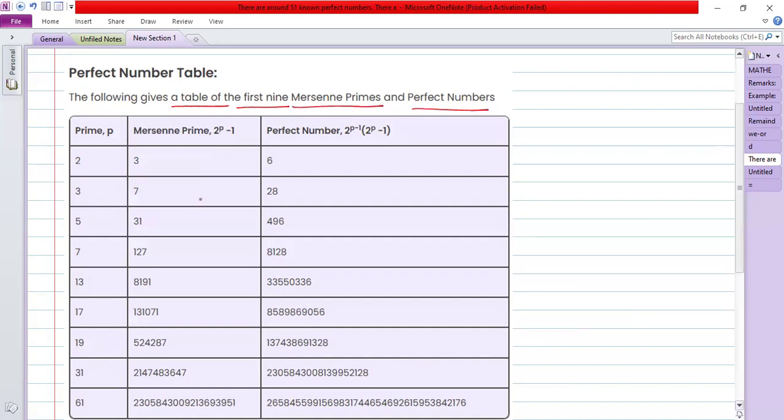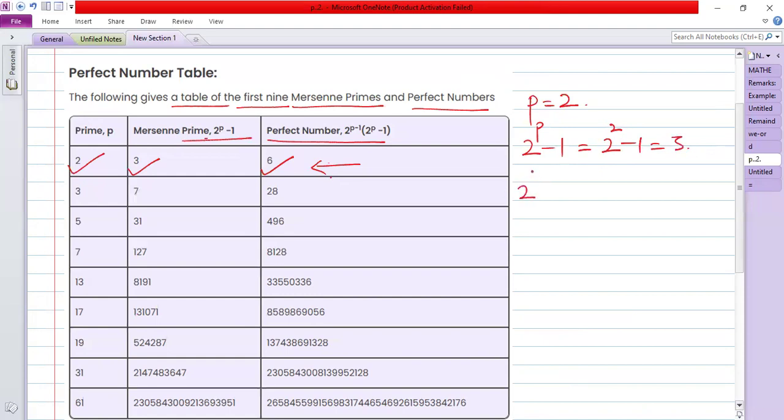One can very well see the first prime number was 2. So the first Mersenne prime is 3. And what is the perfect number? It was 6. One can verify all these. For the first row, what is the value of p? The value of p is 2. So what is the value of 2 raised to power p minus 1? It is 2 raised to power 2 minus 1, which is 3.